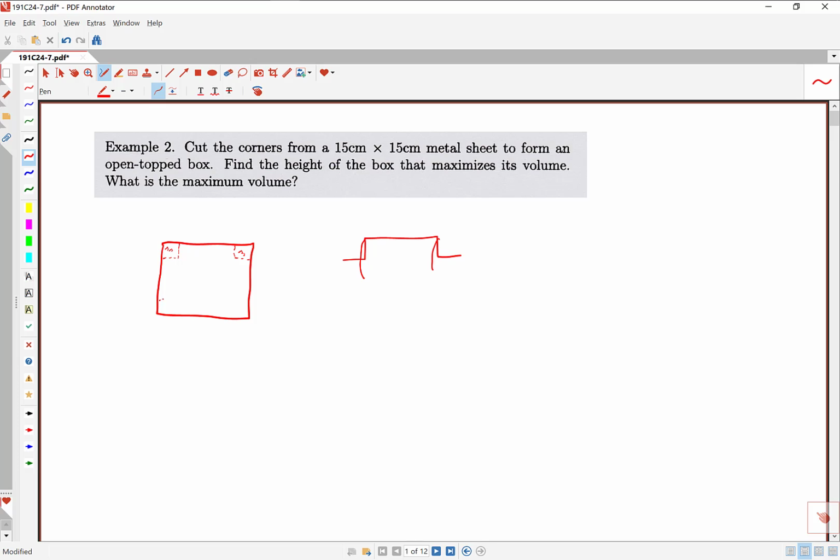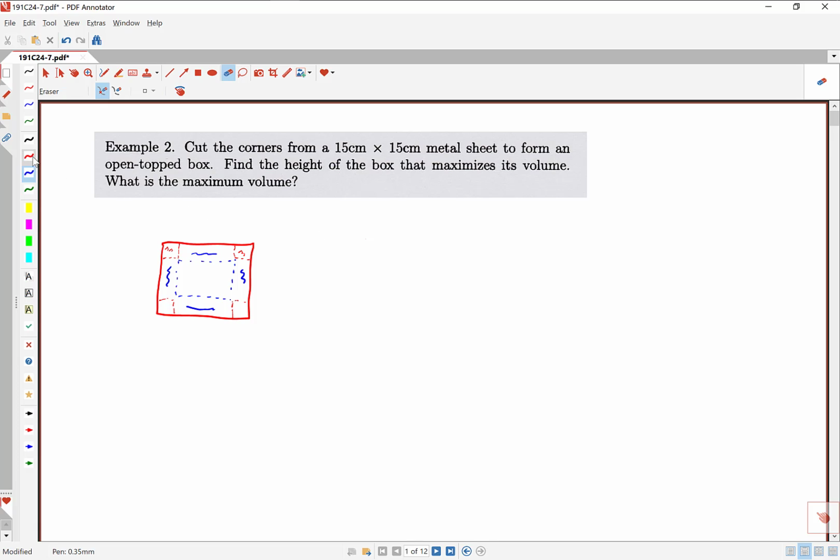And similarly, if we cut out all four corners, you can imagine this part here is a flap, that part there is a flap. So these are forming the four sides when they get folded up. And then this blue dotted square will be the base of the box. So it's an open top box. It's not going to have a lid on it. And what we want to do is find the height of the box that maximizes its volume. And we also want to figure out what is the maximum volume.